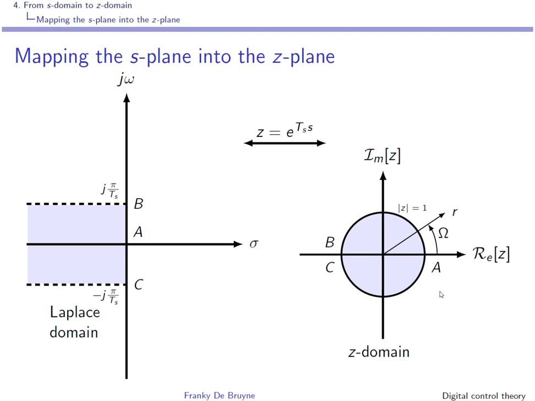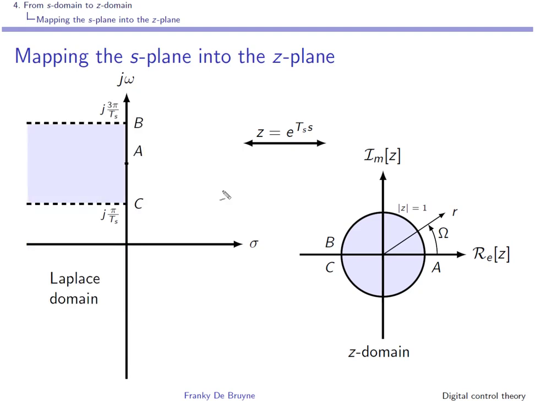We have seen that all these half strips to the left of the j omega axis are all mapped to the inside of the unit circle. We have also seen that portions of the j omega axis, going from minus pi over Ts to pi over Ts, this portion of the j omega axis is mapped on the unit circle. You have to take the discrete variable and go from minus pi to pi. This is also the case for this portion of the j omega axis. It goes from an analog frequency of pi over Ts to the frequency 3 pi over Ts, and again it is mapped on the unit circle.